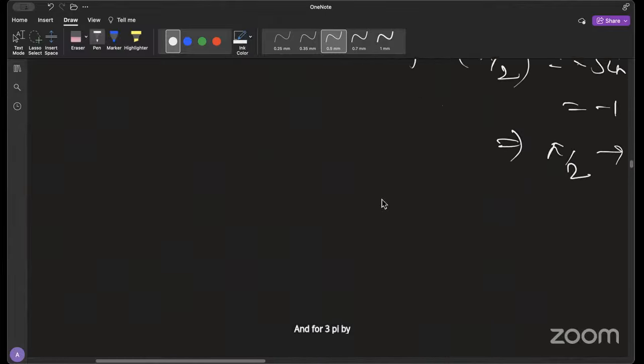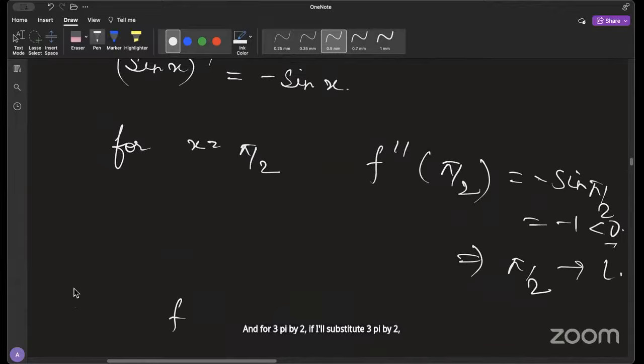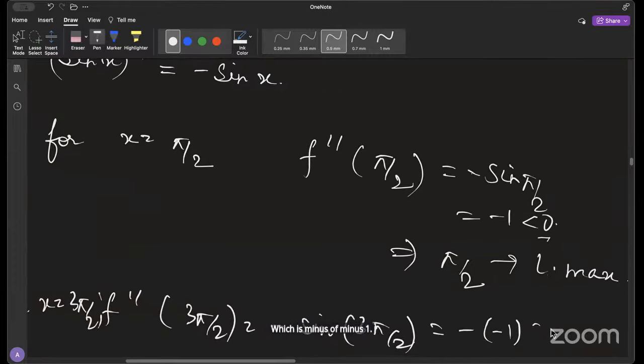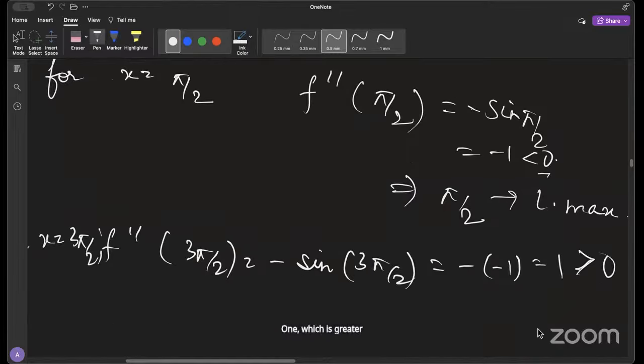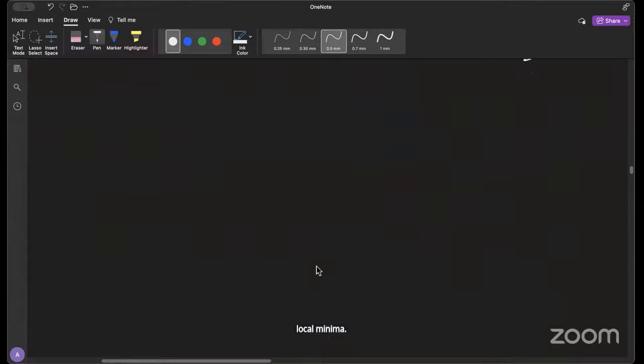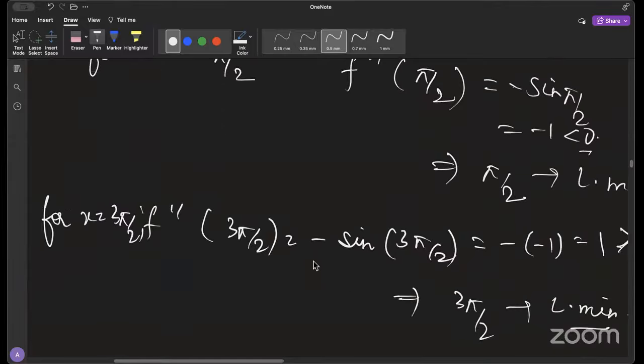And for 3 pi by 2, if I substitute x equals 3 pi by 2, f double dash at 3 pi by 2 is minus sin at 3 pi by 2, which is minus of minus 1, which is 1, greater than 0. This means your 3 pi by 2 is a local minima. Is this okay?